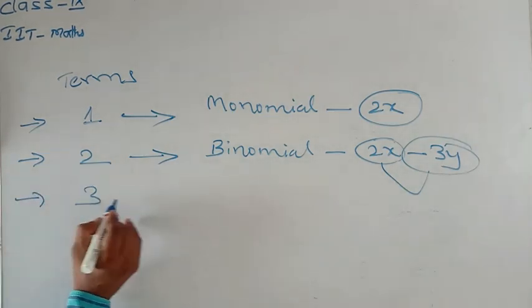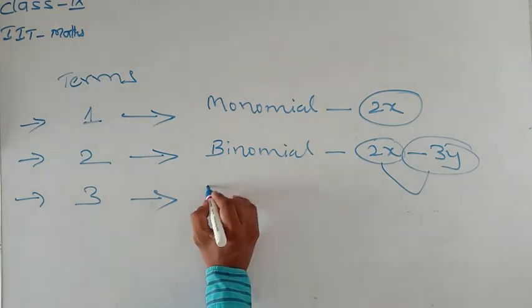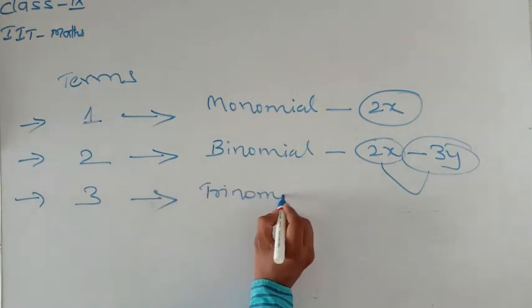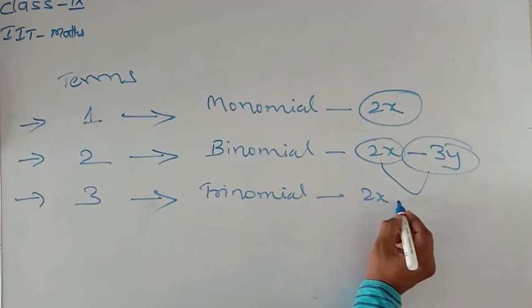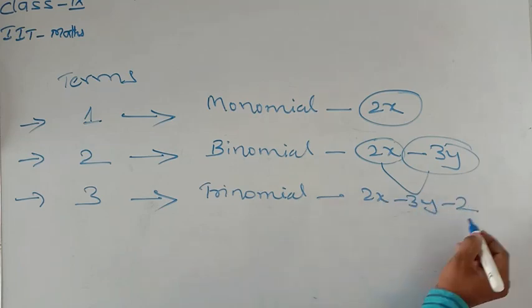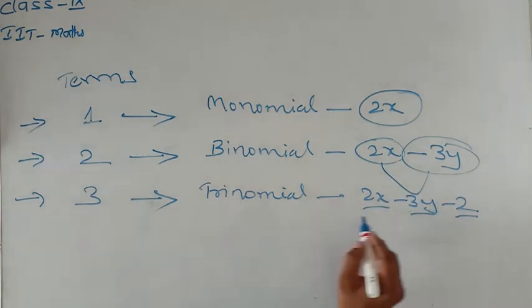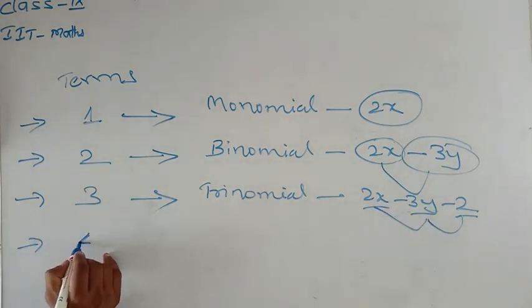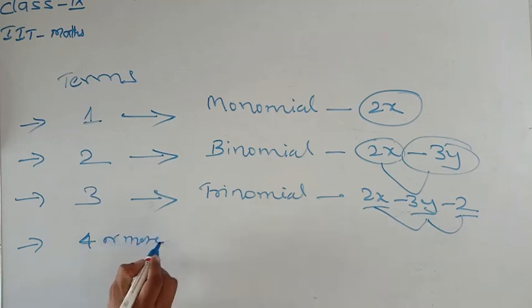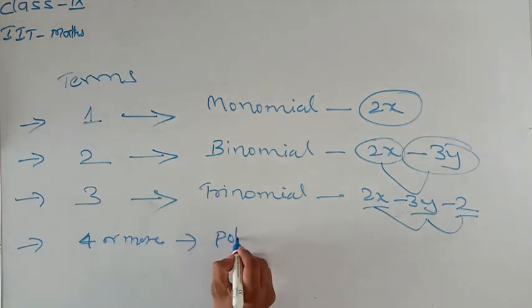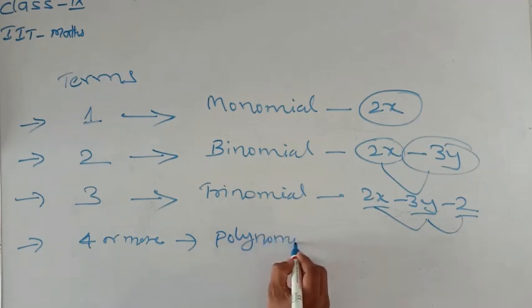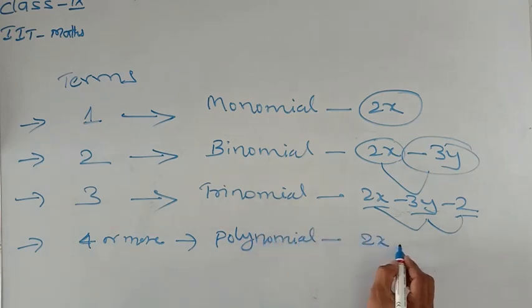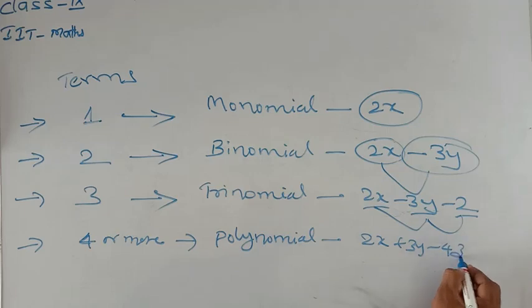Next is an expression which contains 3 terms. Then that is called a trinomial. Example 2x minus 3y minus 2. So here 3 terms are present. Hence it is a trinomial. And the last one is 4 or more. An expression which contains 4 or more terms is called a polynomial. Example 2x plus 3y minus 4z plus 1. Here 4 terms are present, hence it is a polynomial.